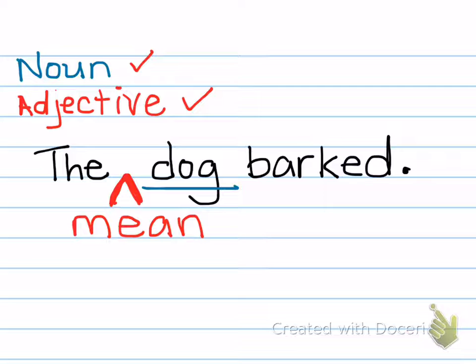Okay, so I've added my adjective before the noun. We always add our adjective before the noun. So now let me reread what I wrote. The mean dog barked. Awesome job! I improved the content of my writing by adding the adjective.